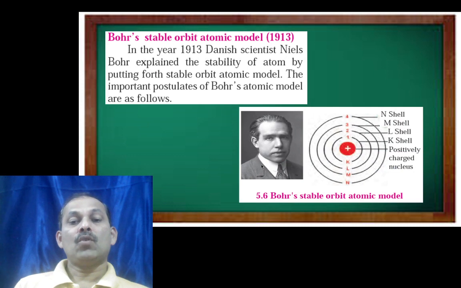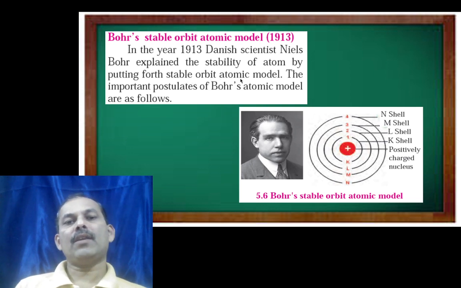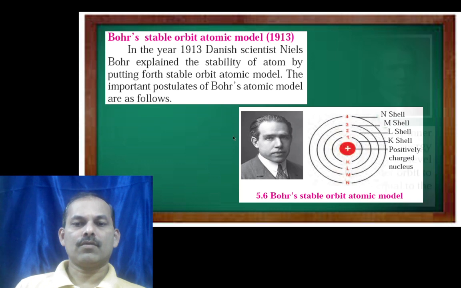Then we will see about Bohr's stable orbit atomic model. In the year 1913, Danish scientist Niels Bohr explained the stability of the atom by putting forth the stable orbit atomic model. The important postulates of Bohr's atomic model are as follows.